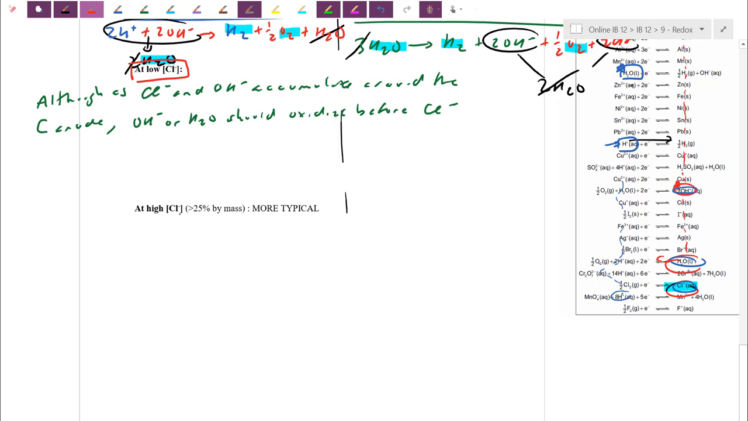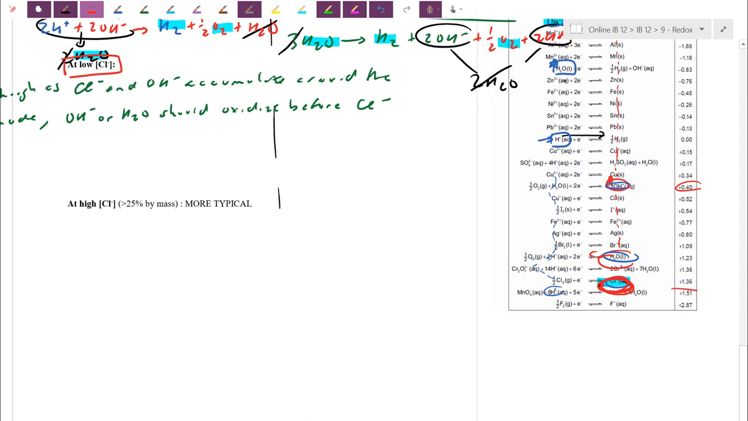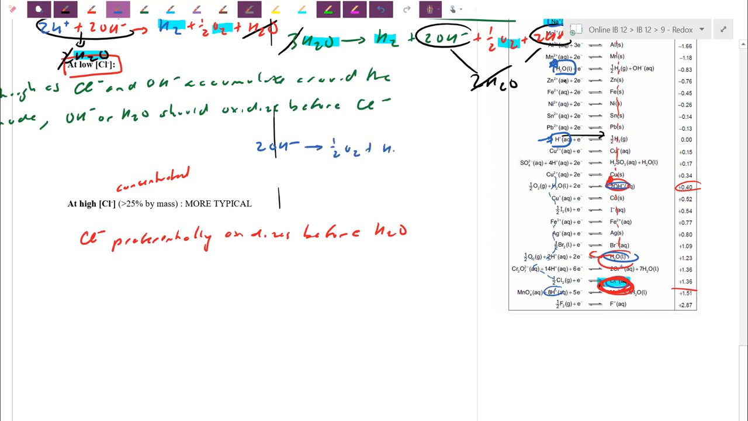Now, as an exception, if your concentration of chloride is higher, so the molarity of the Cl minus is higher, remember, these are all comparing voltages at standard state. If this is very, very high, greater than 25% by mass, they're just going to say a concentrated NaCl sample. If the Cl minus is high, the Cl minus preferentially oxidizes before water. So, just looking at the anode reaction, if your concentration is low, it's either the 2 hydroxide becomes half O2 and water and 2 electrons, or using the water equation, remember you get the same answer both ways, half O2 and 2H+. Water interferes with everything.